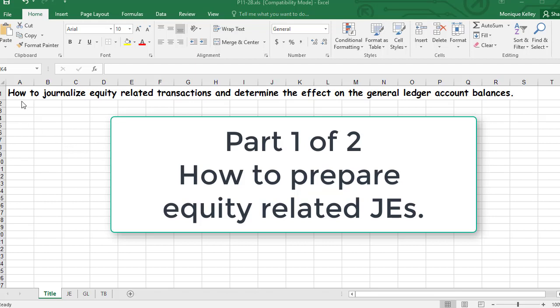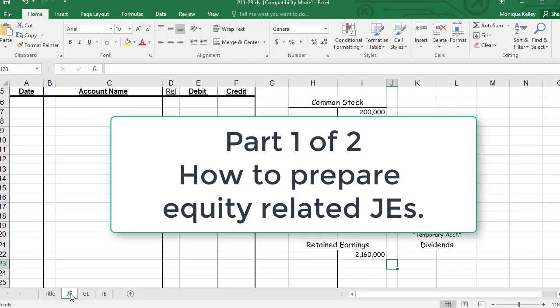Hello, this video will cover how to journalize equity-related transactions and determine the effect on the general ledger account balances. I just have my Excel open, and I'm going to go ahead and open up a journal entry template.